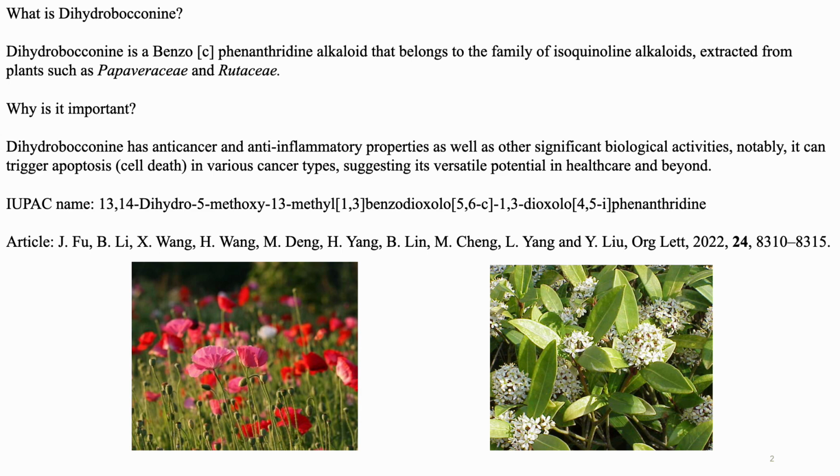Dihydrobocconine is a benzophenanthridine alkaloid that belongs to the family of isoquinoline alkaloids, extracted from plants such as Papaver and Rutaceae. Dihydrobocconine has anti-cancer and anti-inflammatory properties. It can trigger apoptosis in various cancer types, suggesting its versatile potential in healthcare. Down below is the IUPAC name and the article reference.